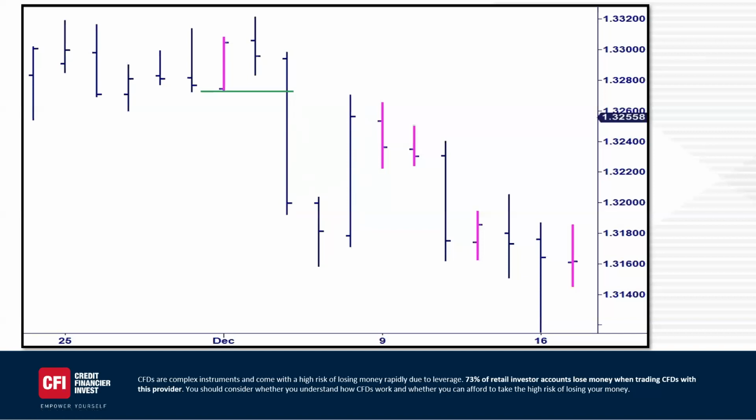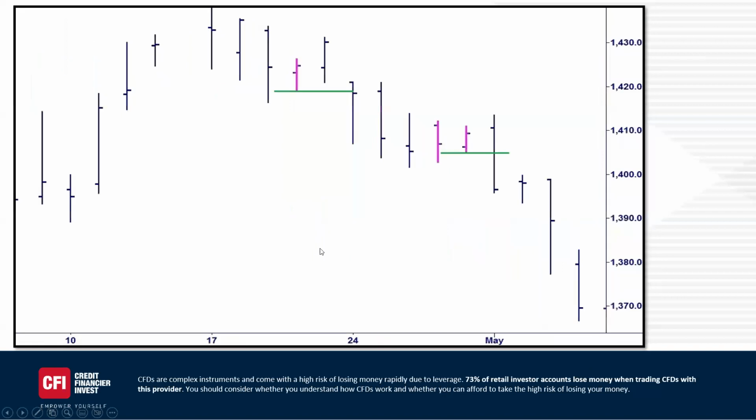Anyway, let's move on. So this chart here, we've seen the FBI here, and there are some more inside bars here just to show you what they look like. Okay, and there, by the way, is an FBI on that session there. Break through the high, break through the low, and it goes down for a couple of sessions. Okay, so now we look at some more examples.